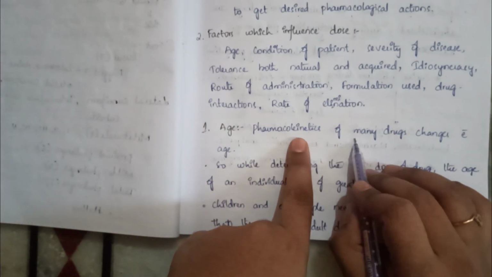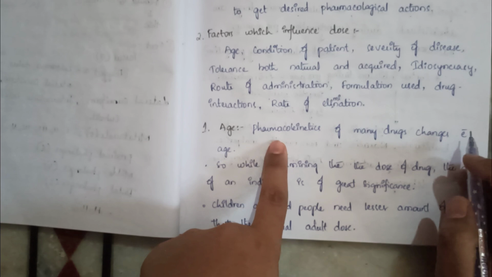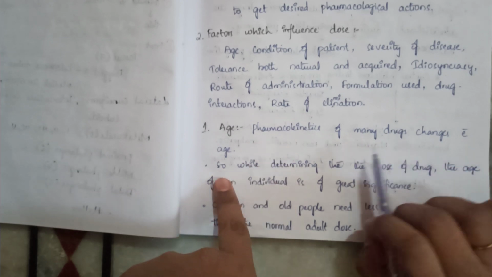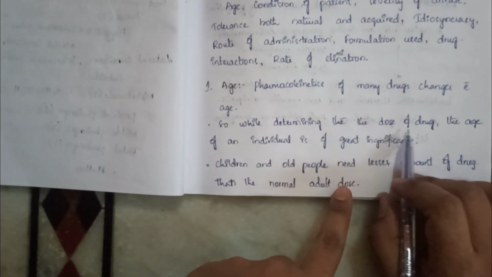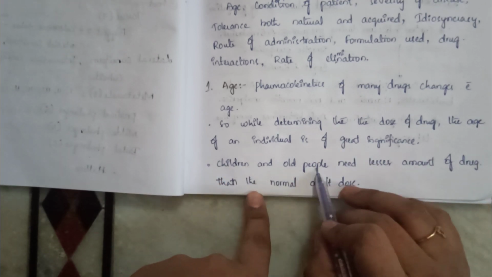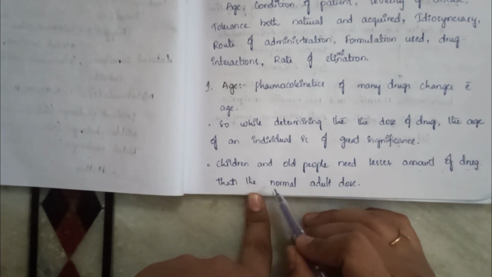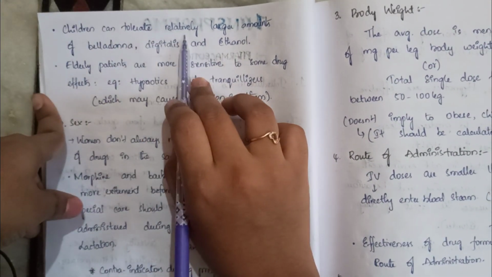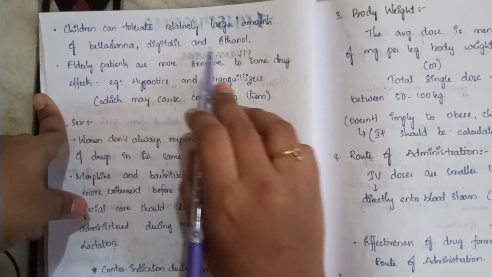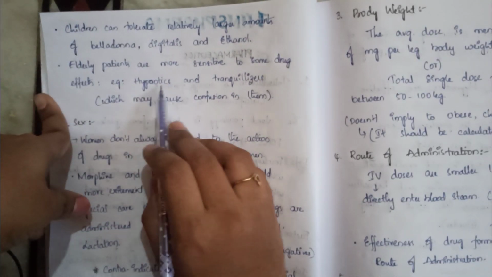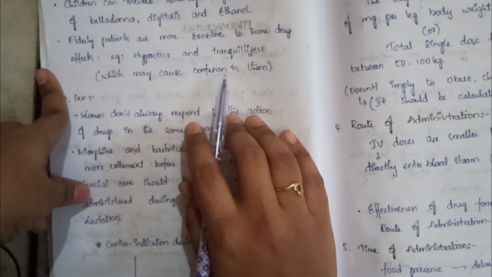Age. Pharmacokinetics of many drugs changes with age. Pharmacokinetics means what the body does to the drug. So while determining the drug dose, the age of an individual plays a great significance. Children and old people need a lesser amount of drug than the normal adult dose. Here, children can tolerate relatively larger amounts of belladonna, digitalis and ethanol, while elderly patients are more sensitive to some drugs like hypnotics and tranquilizers, which cause confusion in them.